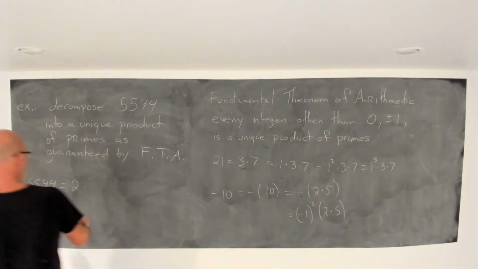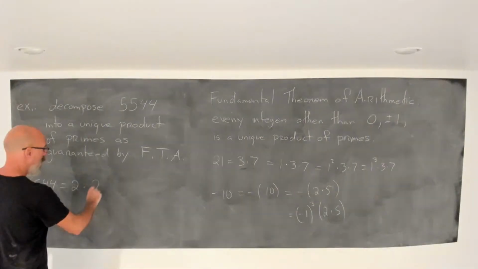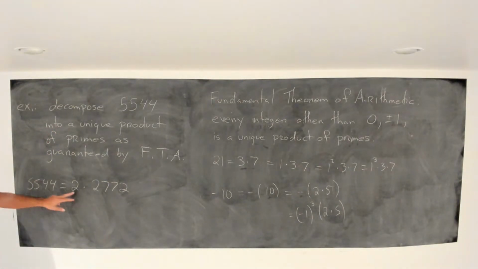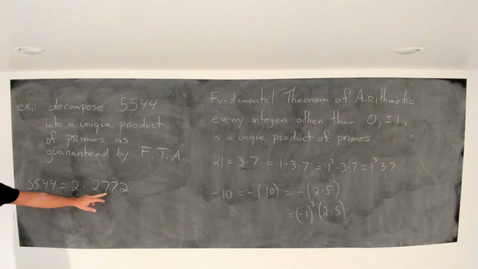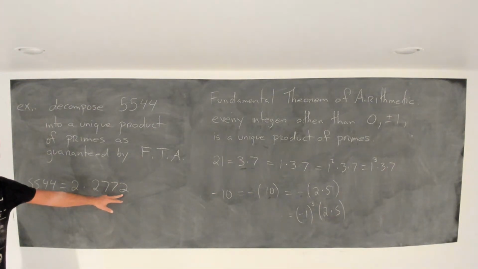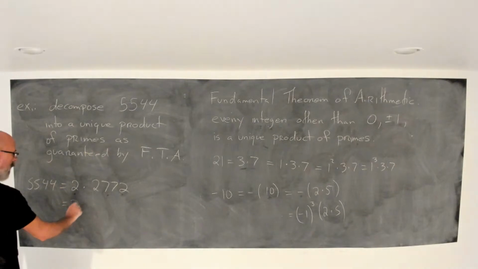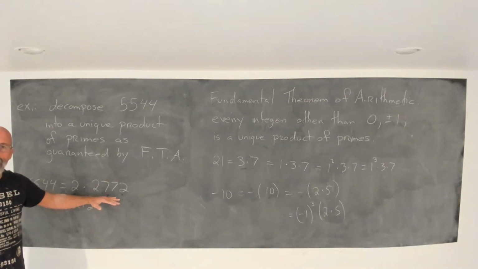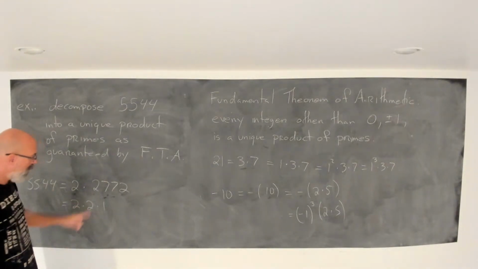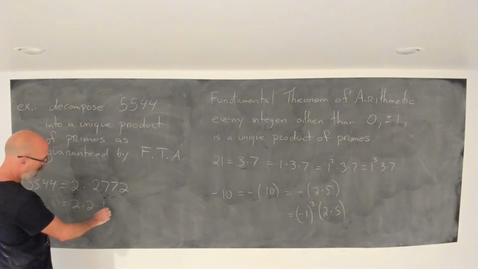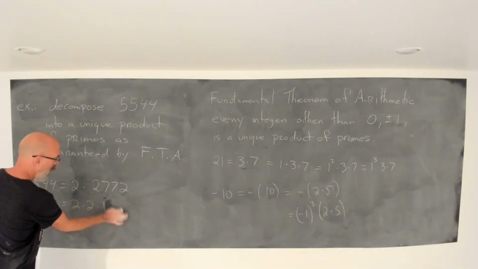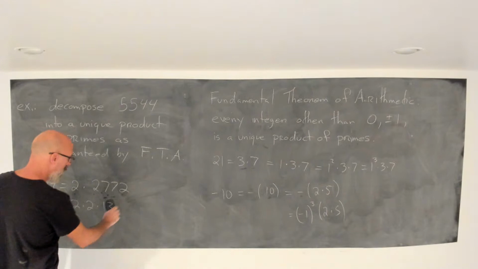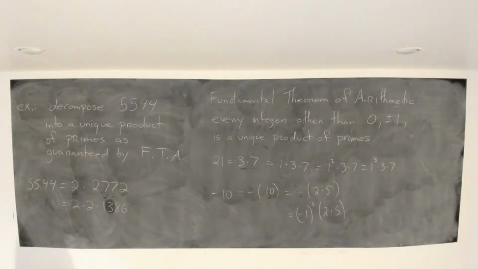Somebody is telling us that this is 2 times 2772. Very good. 2 being a prime number, we're good with that. Here, this is even again, so we can factor out another 2 from there. This is divisible by 2, and what do we get? 1,3,86. 1386.